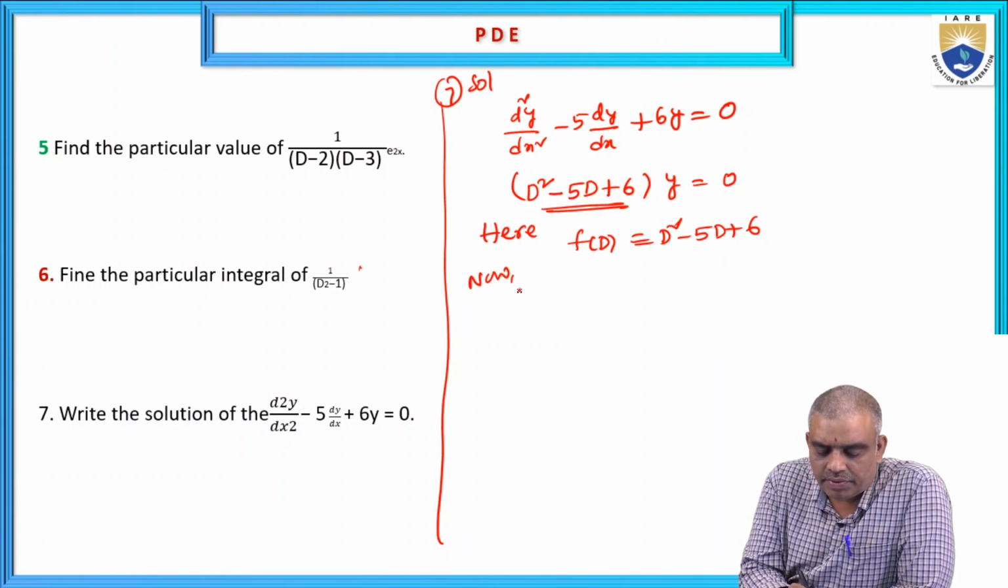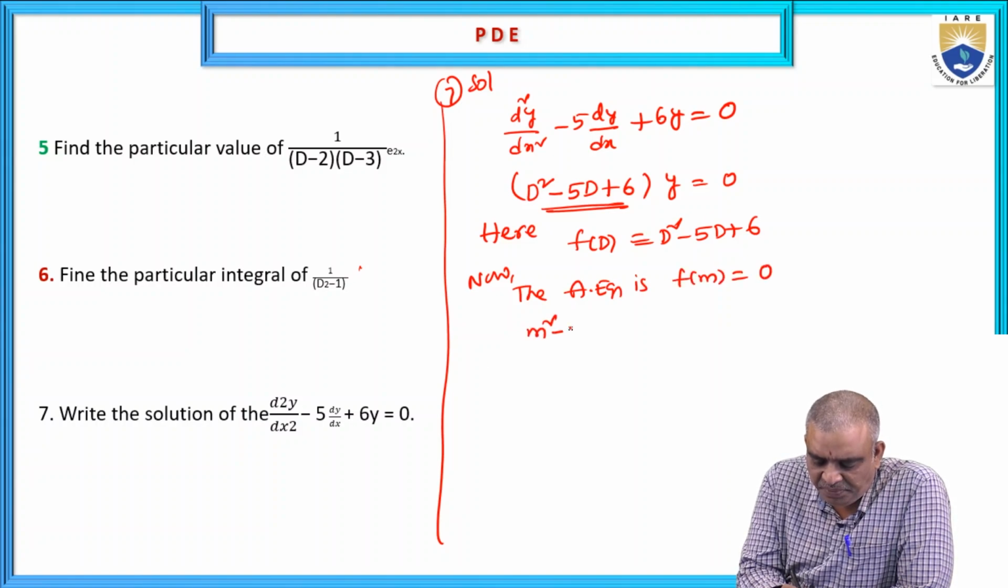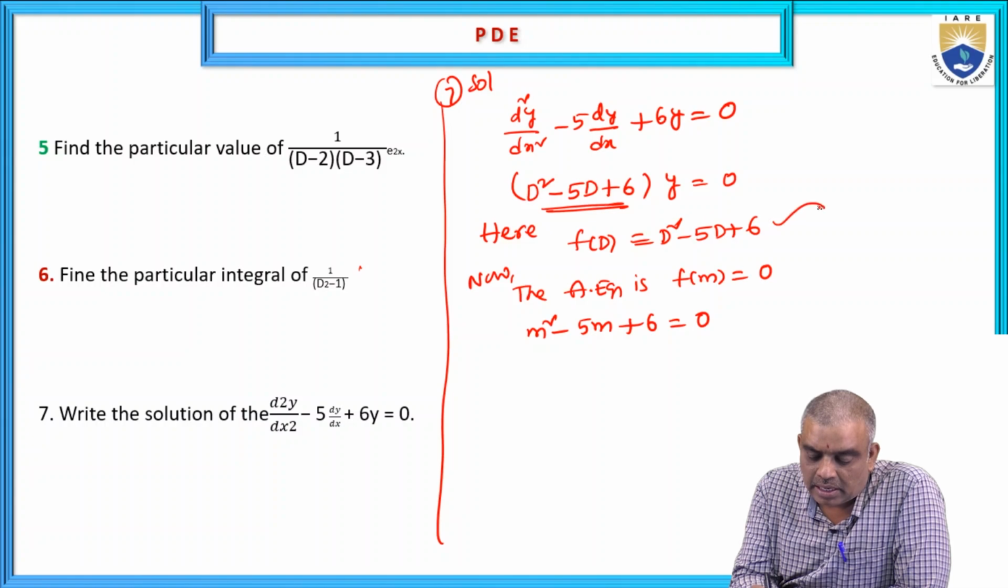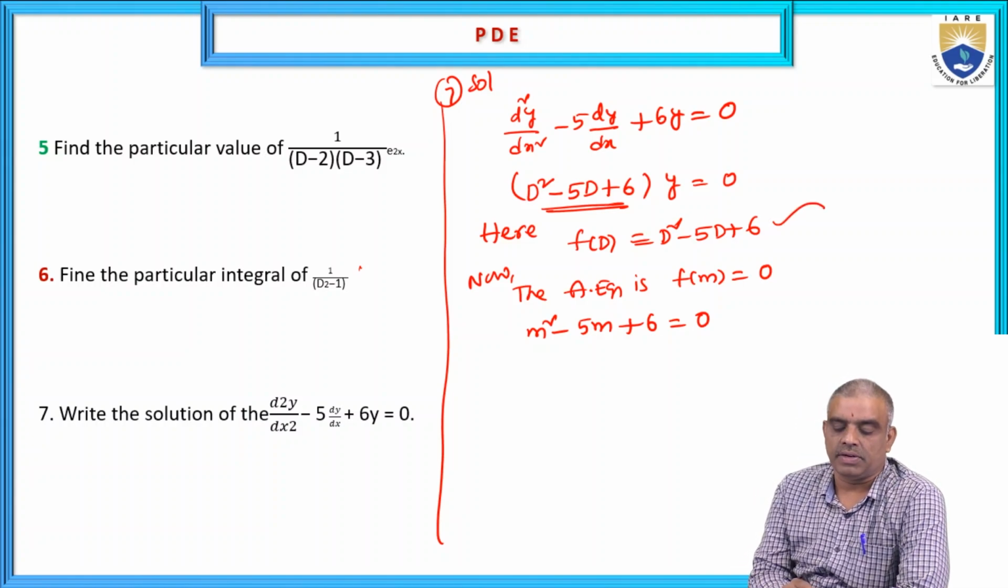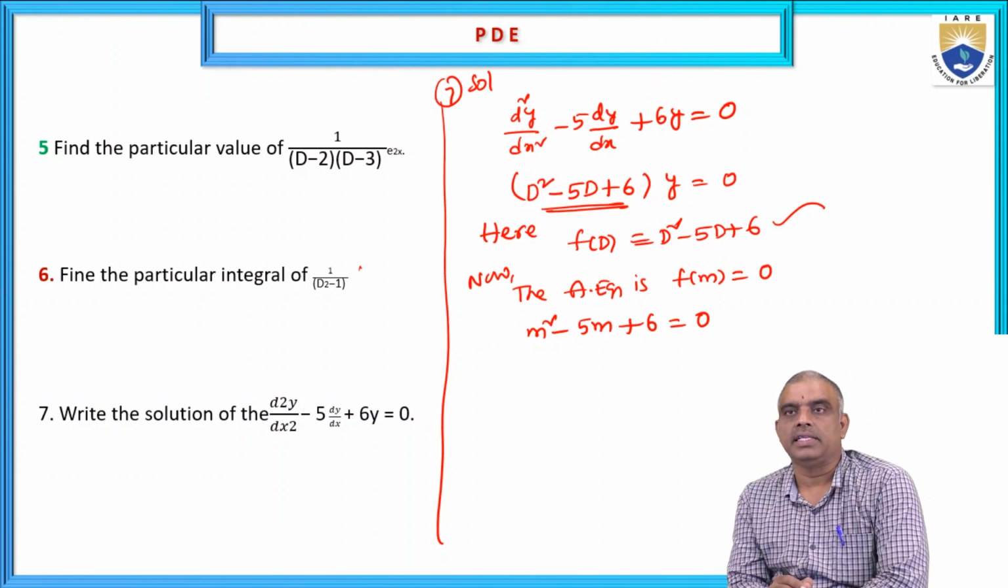Now the auxiliary equation is f(m) = 0, that is m² - 5m + 6 = 0. Just replace D by m. Now based on the roots of the equation, we write the solution.